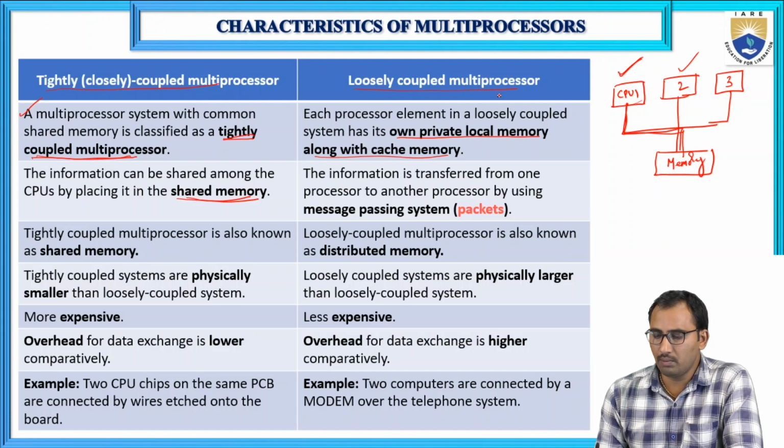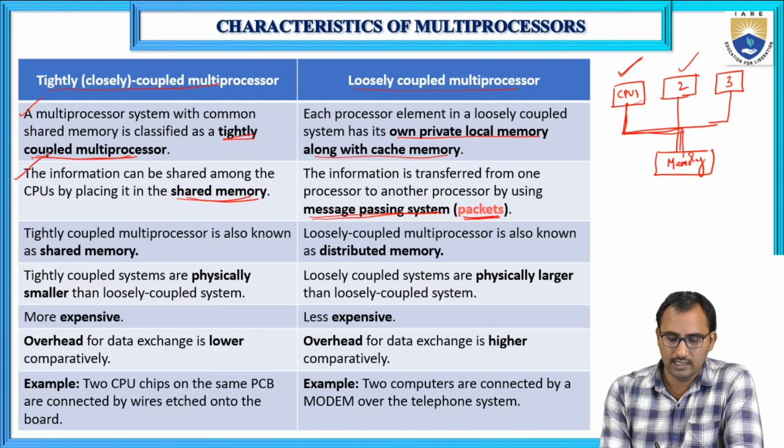So in the loosely coupled multiprocessor, the information is transferred from one processor to another processor using a message passing system. So like packets. The information will be transferred from one processor to another in the form of information packets. So information is passed as packets. So that is through the message passing system. Okay, so this is a second difference.